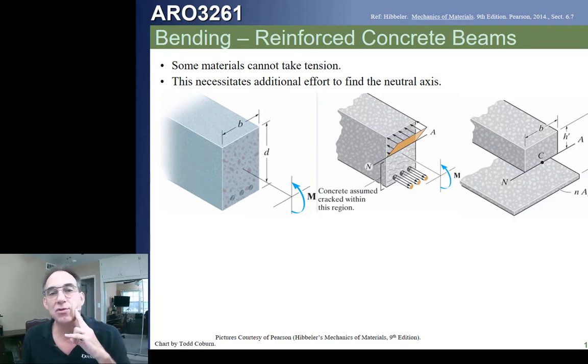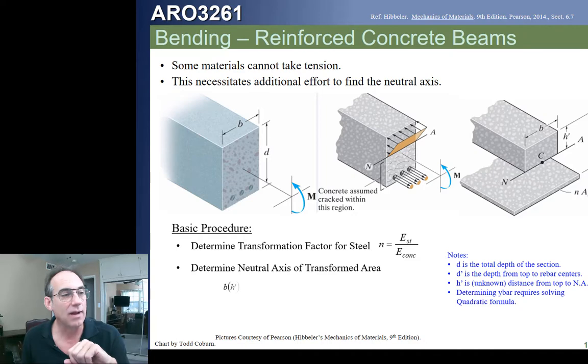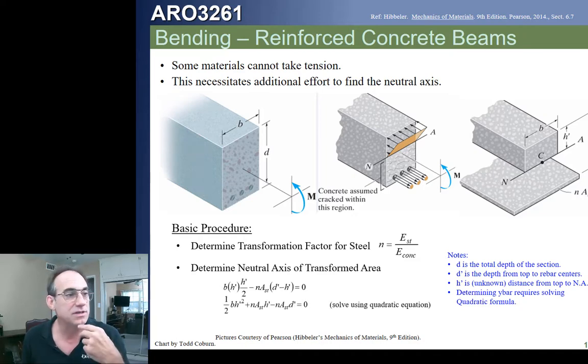Now the problem is we don't know where that is. We can find out where it is by, first, we're going to need this transformation factor. Next we can sum our forces or calculate the first moment of the area as the area b h times h prime over 2, right?